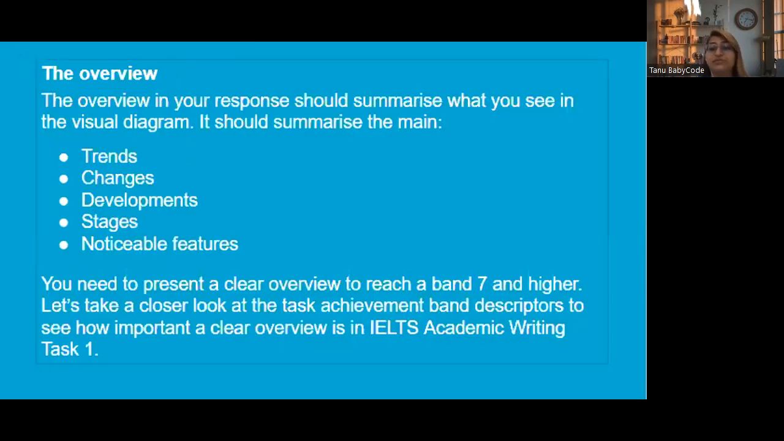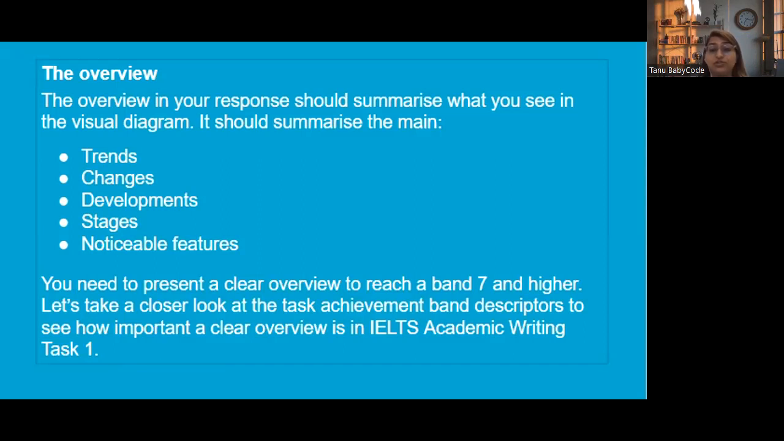Now, once your introduction is done, you have to write an overview. The overview in your response should summarize what you see in your diagram. It should summarize the main thing. Now, what main? Main trends, main changes, main developments, main stages, any main noticeable feature you have to write in your overview. You need to present a clear overview to reach band 7 and higher.